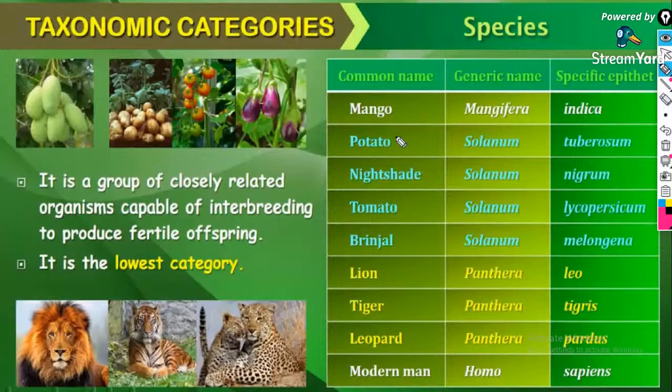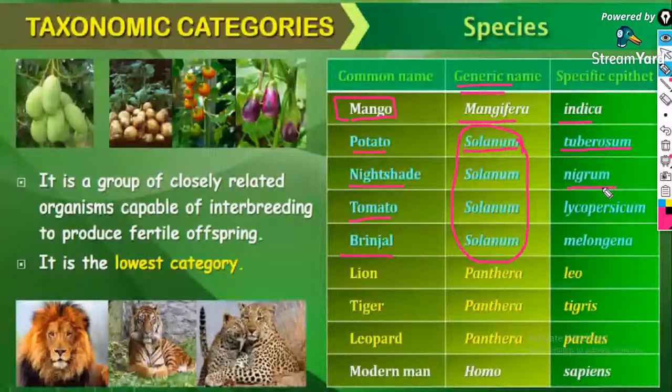Mango, Mangifera, genus name, indica, specific epithet. Potato, Solanum tuberosum. Then you have, look, guys, please look, you will understand. Look, nightshade, tomato, brinjal, all these, potato, tomato, brinjal, nightshade, belong to the same genus. They are all from the same genus, but different species that make them different.